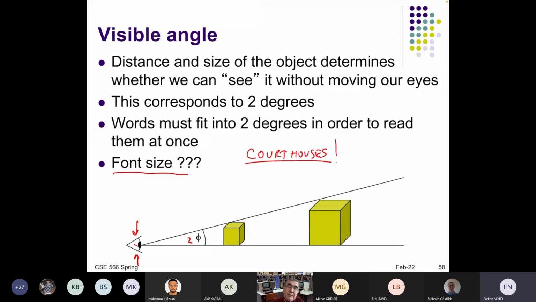And that is 2 degrees. So it should fit into 2 degrees. One word must fit in 2 degrees. 1 or 1.5, at maybe 2 if the word is small.